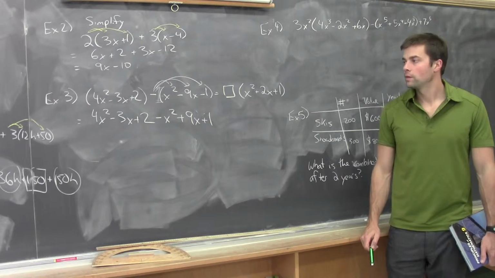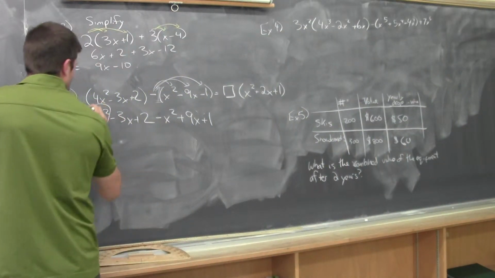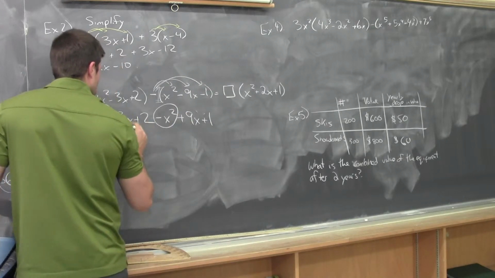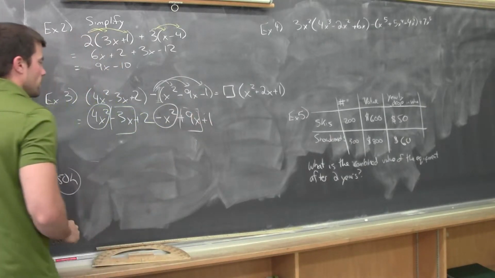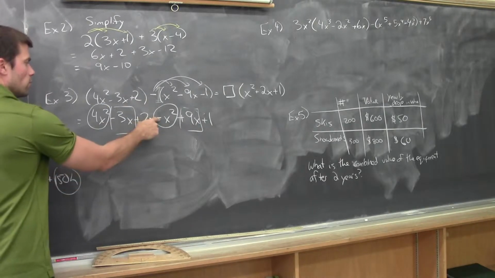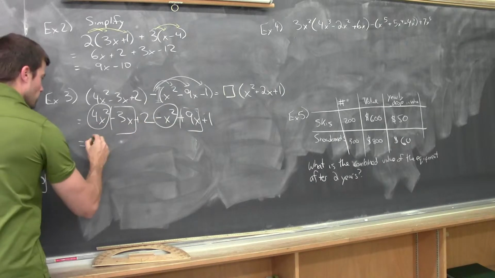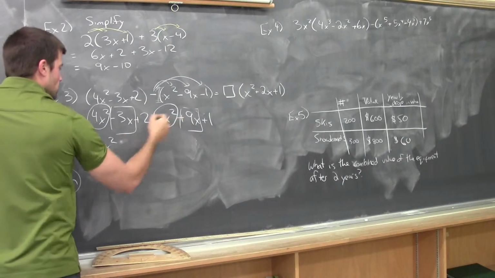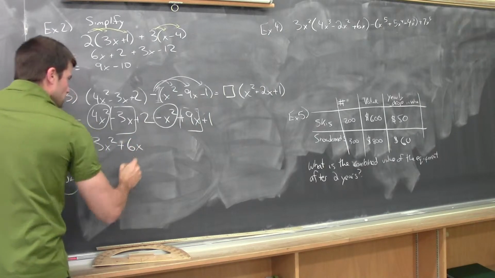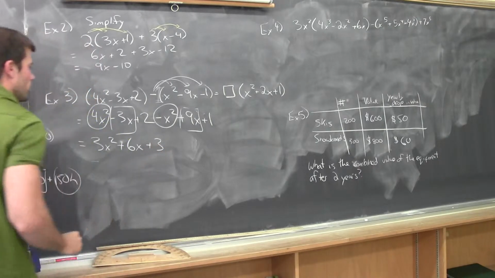Okay, all right, so now we can gather like terms. You can see I'll circle all of the x squareds, and I'll put a square over all of the x's. Make sure you include the sign when you're doing it this way. So we have 4x squared minus x squared is 3x squared, minus 3x and plus 9 plus 6x. And then plus 2 and plus 1 is plus 3.